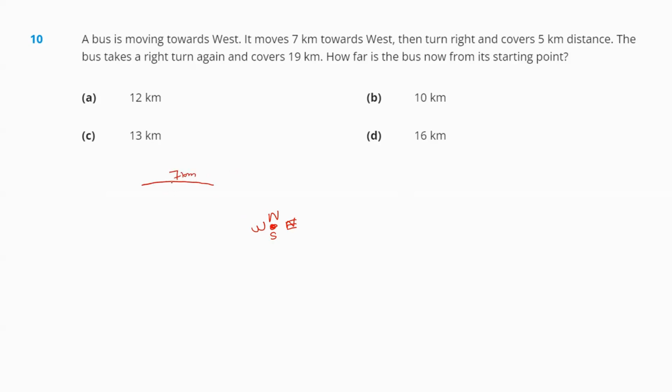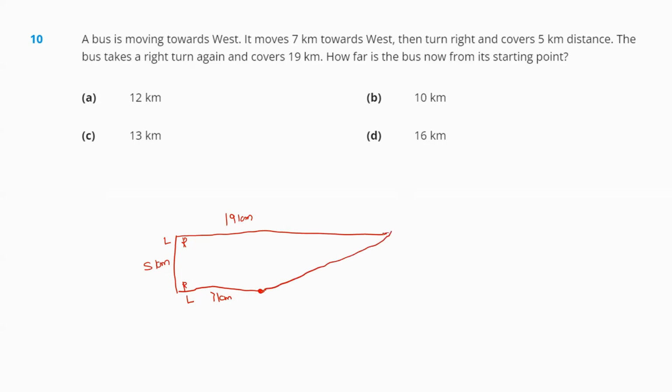Then it takes right. Let's draw again a bus because it is to the right. We don't have space for it. So this is a bus going west for 7 kilometers, taking a right. This is right and this is left. Taking right and traveling 5 kilometers, then again taking right. This is again right and left. Taking right and traveling for 19 kilometers. How far is the bus? The bus is this far, but we have to find it.